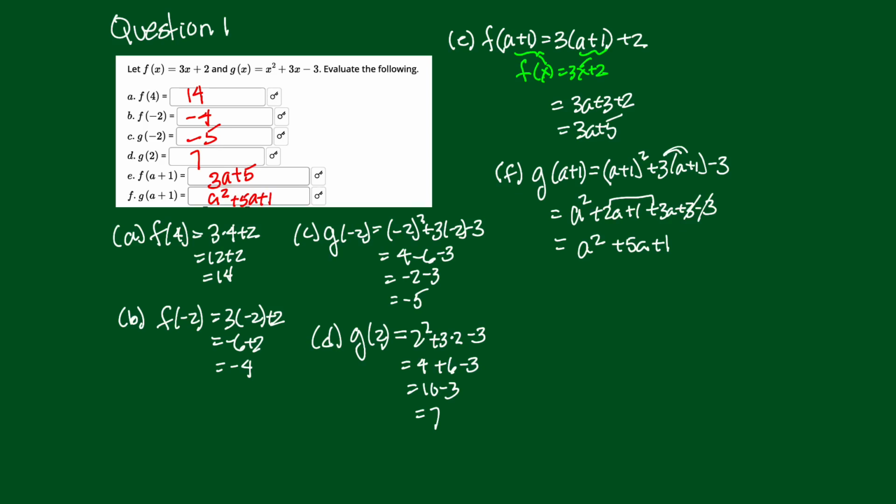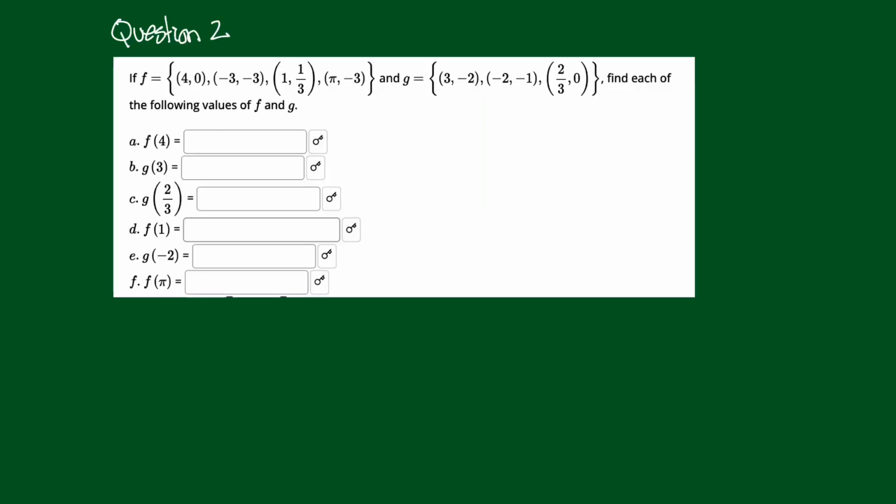Well, that was a lot of work, and we just finished question 1. This number 2 looks like a monster, but it turns out we don't have to compute anything. I've got two functions here, f, which is this set, and g, which is this set. So instead of the functions given by an expression, they're given by a set of ordered pairs.